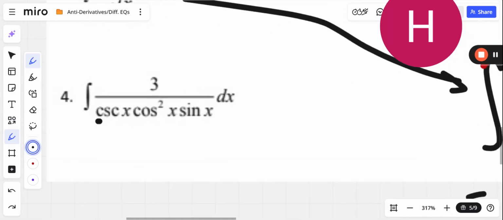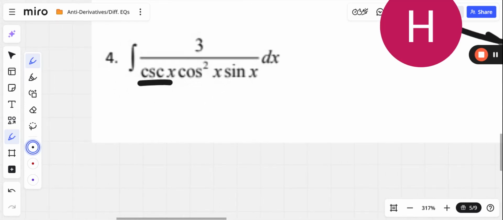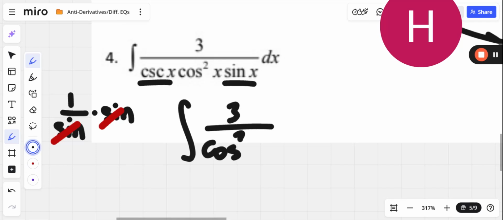So look at the bottom here, cosecant times cos squared times sine. There's got to be a way something can simplify there, right? There's got to be. So let's take cosecant and sine. Cosecant is 1 over sine times sine. I mean, can you make it any better than that? They just cancel. So we have integral of 3 over cos squared.